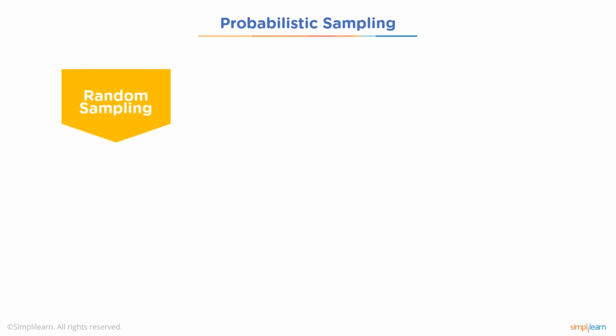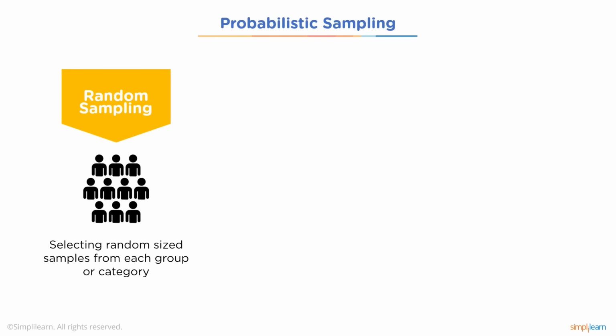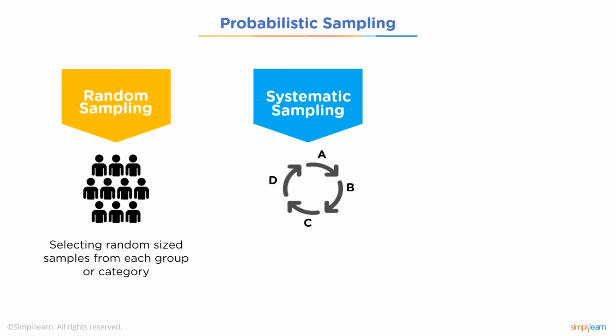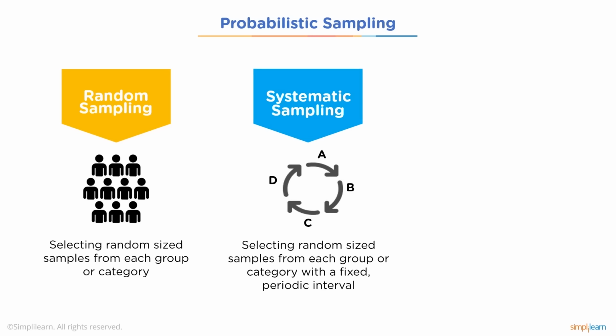So probabilistic sampling. When we talk about a random sampling, we select random size samples from each group or category. So it's as random as you can get. When we talk about systematic sampling, we're selecting random size samples from each group or category with a fixed periodic interval. So we kind of split it up. This would be like a time setup or our different categories.